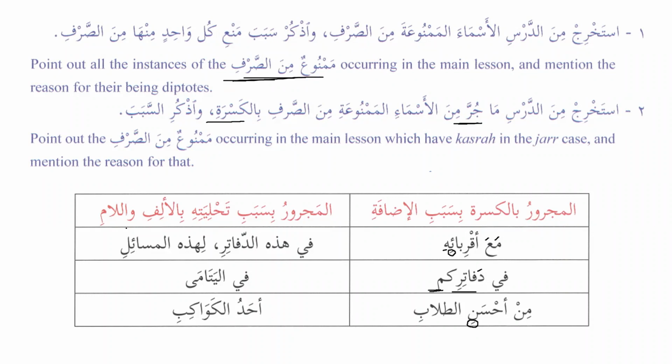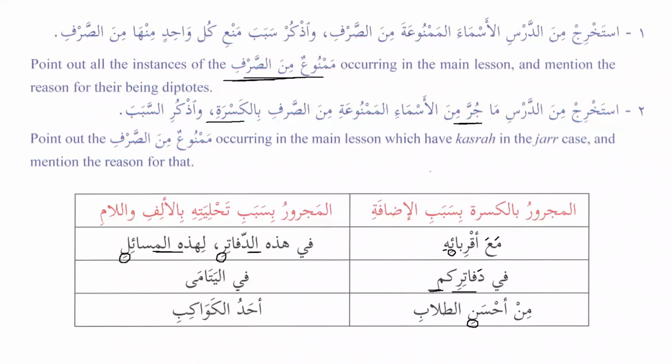Then we have al-majruru bisababi تحليته بالألف واللام. A noun that is decorated with alif and lam. في هذه الدفاتر. الدفاتر is on the pattern of مفاعل, but because it has al with that, that's why it has accepted kasra. لهذه المسائل, in these affairs or issues also, مسائل is on the pattern of مفاعل, أحسنتي, but it has accepted kasra because it is decorated with al.